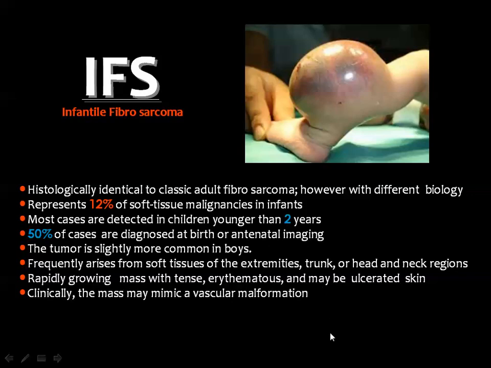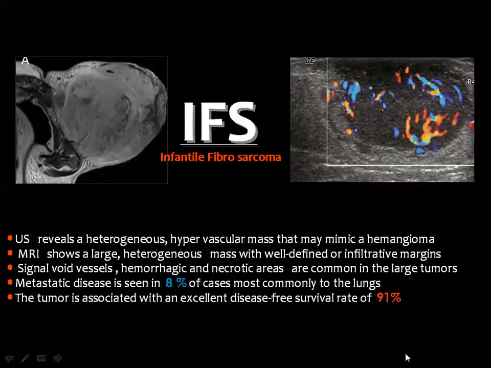or even antenatal. The tumor is slightly more common in boys and frequently arises from the extremities, the trunk, and the head and neck. It's a rapidly growing mass with dense erythematous appearance and may be associated with ulcerated skin, and sometimes it can clinically mimic a vascular malformation. This tumor is a hypervascular lesion. And the hypervascularity is seen on ultrasound Doppler and also by MRI.